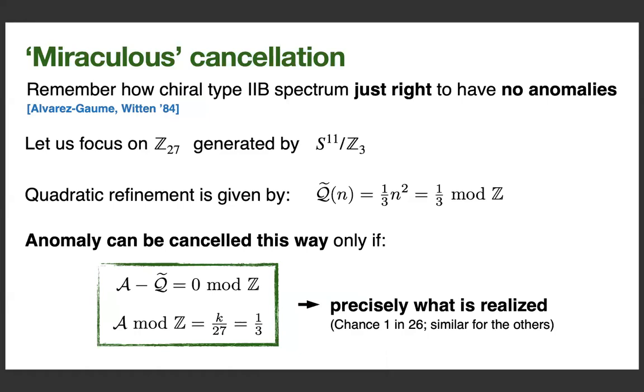Now, if you're defining a quadratic refinement of a given bilinear form, then you don't know it up to a linear and constant term. Wouldn't that change what you're saying? In other words, you could shift Q tilde by something linear in N and constant in N, and it would still be a quadratic refinement.